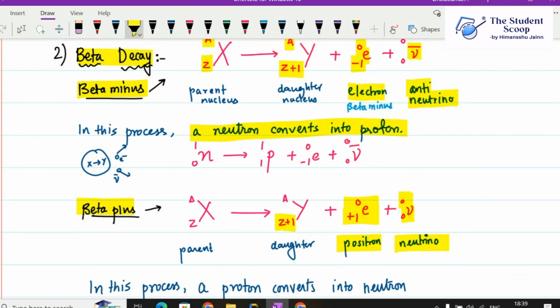Now if you keep asking why exactly this happened, why antineutrino is released, why not neutrino is released, all those questions require some deeper knowledge of particle physics, which we are not covering at this level. It was there in the previous syllabus, but it is removed, I think, in the new syllabus.